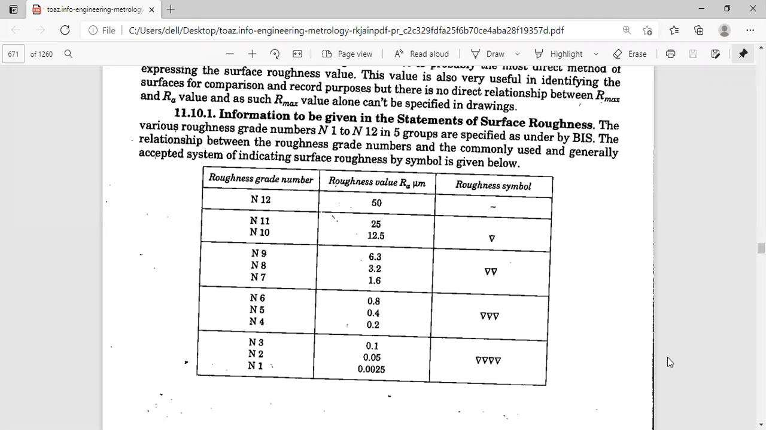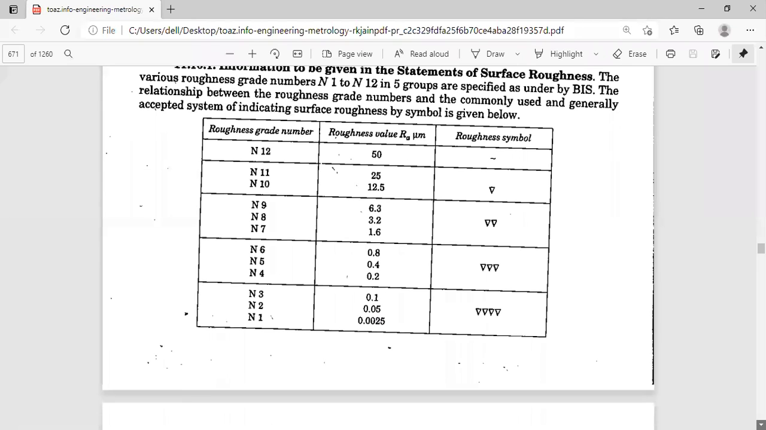So we have N3, N2, N1: 0.1, 0.05, and 0.025. Closely observe these values. All are half of the previous, and we have just taken 6.3 instead of 6.25, 3.2 instead of 3.15, and from here onwards 3.2 half, 1.6, 0.8, like that. So we have the 4 inverted triangles. What is the meaning of 4 inverted triangles? We try to give a small value, which means super finishing, like honing and lapping.